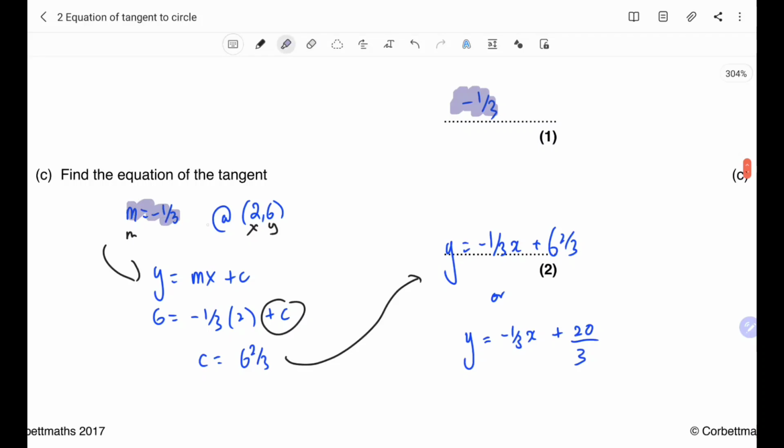So m is a third. There's x, there's y. Plug it all into here to work out what c is. C is 6 2/3 or 20 over 3. Then you can write it as y is equal to mx plus 20 over 3. Either way.